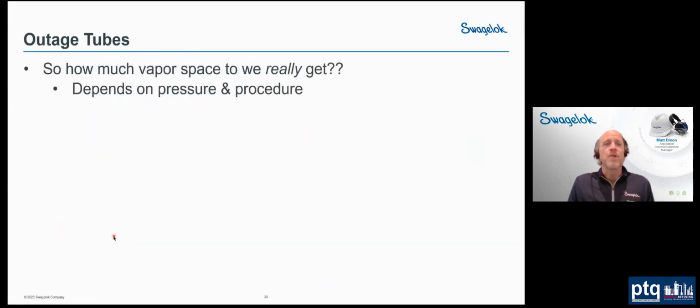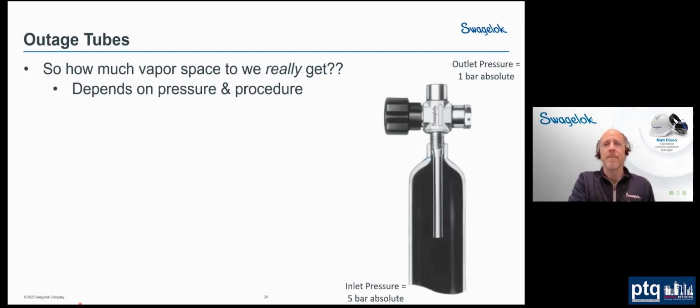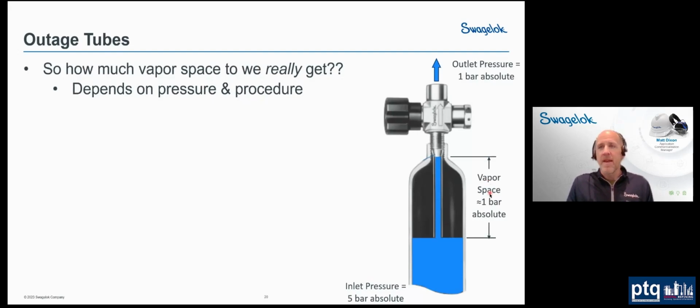Now, when we have the outage tube, the question is how much outage do we actually get? How much of a vapor space do we actually get? Again, ideally, you get the same amount of vapor space as the length of your outage tube, but do you actually get that much? Suppose we have an example where we have 5 bar pressure coming in and 1 bar pressure coming out of our sample cylinder. These are absolute pressures. So when we do that, we end up with a vapor space that's about at that same 1 bar outlet pressure, as we're flowing through and filling our cylinder.